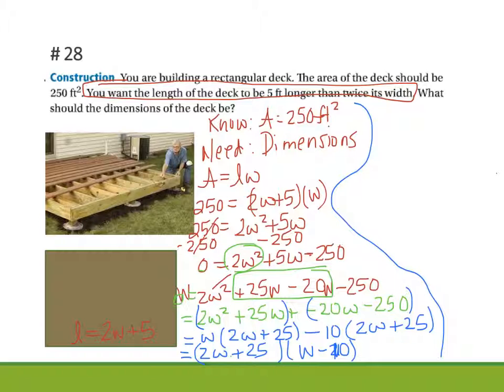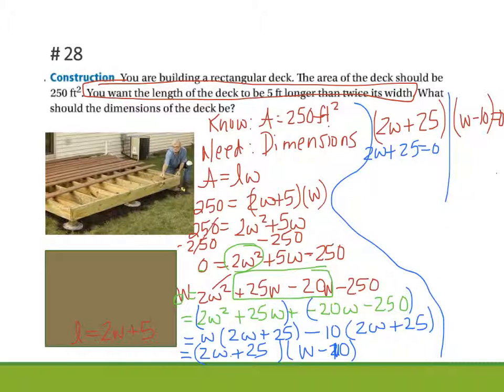Okay, so do you see my two factors? My two factors are 2W plus 25 times W minus 10 is equal to 0. I'll kind of fit that in. Now we're going to split the two factors and set both of them equal to 0, and we'll solve both of these equations.